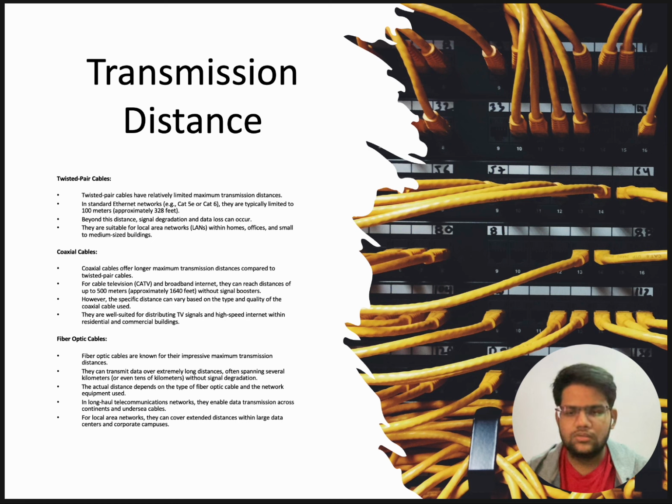Second, coaxial cables. Coaxial cables offer extended maximum transmission distances when compared to twisted pair cables. In applications like cable television and broadband internet, they can reach up to 500 meters, even without signal boosters. However, the exact distance can vary based upon the cable type and the quality. Suited for distributing TV signals and high-speed internet within residential and commercial buildings.